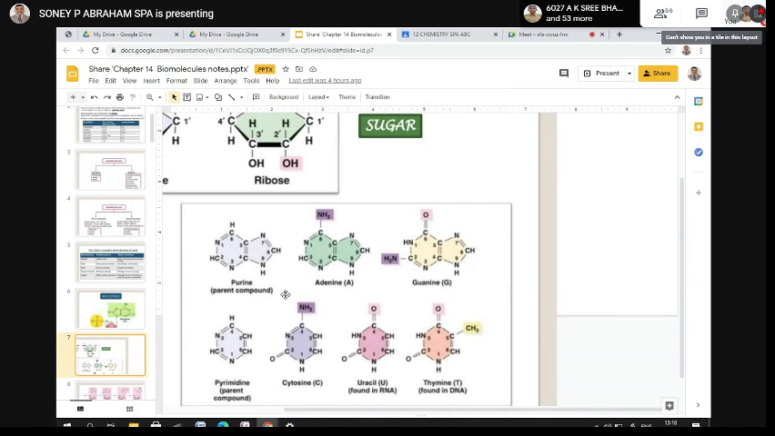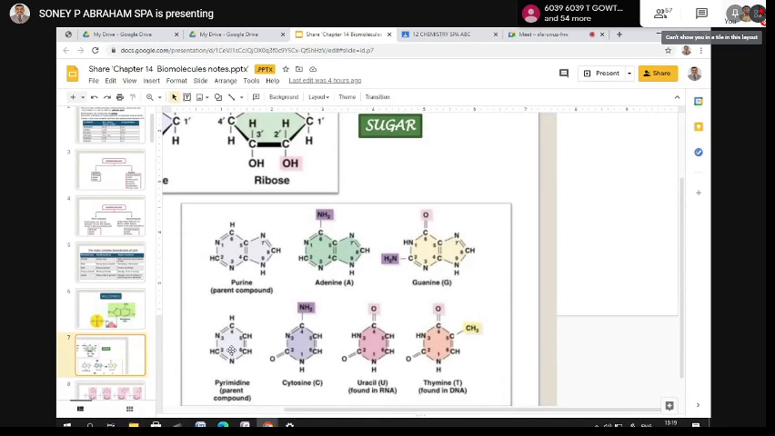Okay, they will have a nitrogen base, and these nitrogen bases are derivatives of purines or pyrimidines. Purines and pyrimidines are heterocyclic nitrogen-containing compounds. So this is the purine. Here I have given the structure of pyrimidine.